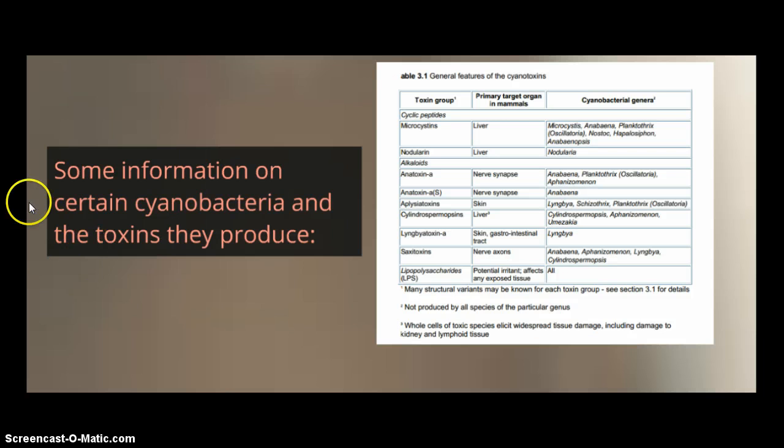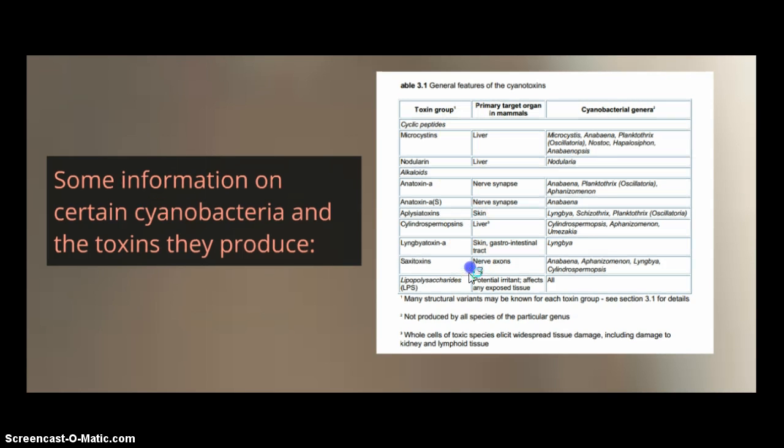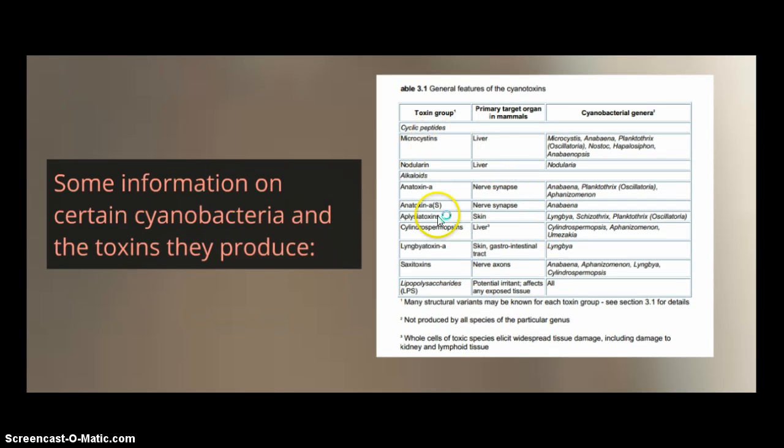Here are some descriptions of different types of toxins that are produced by certain types of cyanobacteria, and where exactly they take effect in mammals. Microcystins target the liver in mammals, and these kinds of cyanobacteria secrete them, just for extra information.